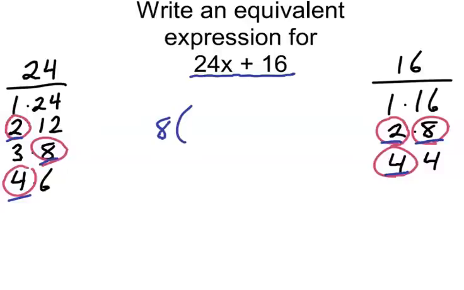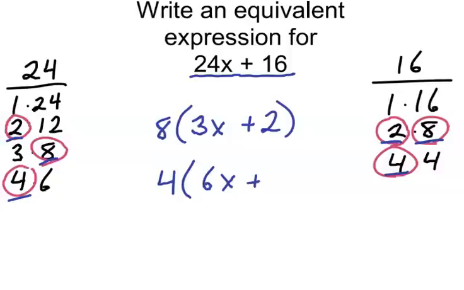8 times what is 24? 8 times 3, so it's going to be 3x plus. 8 times what is 16? 8 times 2. So there we go. There's an equivalent expression. We could have also done 4 outside, right? It didn't say we had to use 8. And then 4 times 6 is 24. And then 4 times 4 is 16. So that would have been another one.